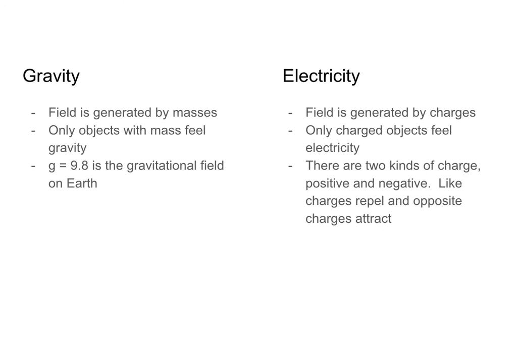So gravitational fields are generated by masses, and only objects with mass feel gravity. And on Earth, little g, 9.8 meters per second squared, is actually the gravitational field on Earth. So when I put an object with a given mass into my gravitational field on Earth, little g equals 9.8, that mass is going to feel a force due to the gravitational field.